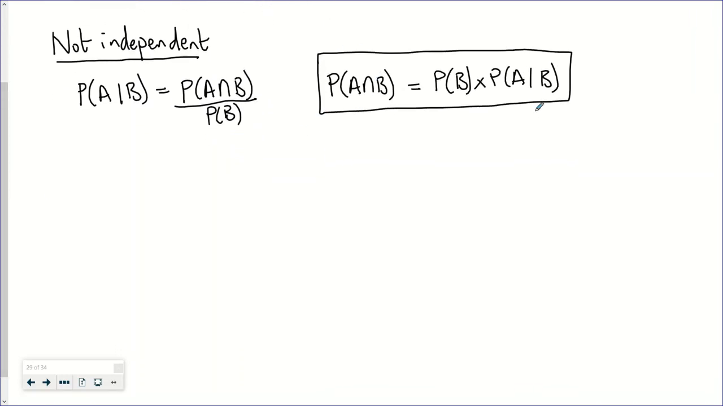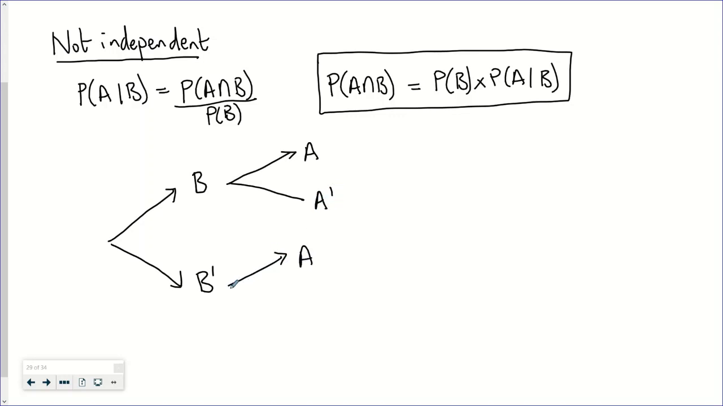If you want to try and get an intuitive understanding of where this formula comes from, it might help to think about a tree diagram. On this tree diagram, I'm going to put the event B happens and the event B doesn't happen. If B happens, then either A could happen or A doesn't happen. Similarly, if B doesn't happen, A could happen or A doesn't happen. So what we want is a formula for the probability of A and B happening. We want to work out this probability here, because that is going to be the probability of A and B happening.